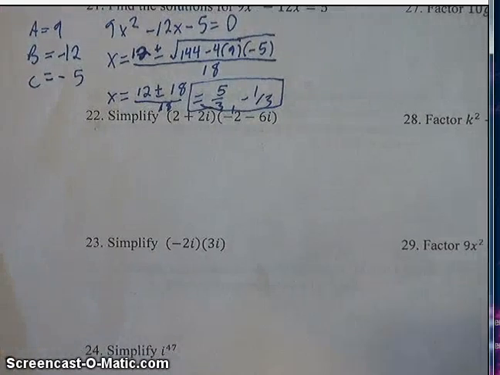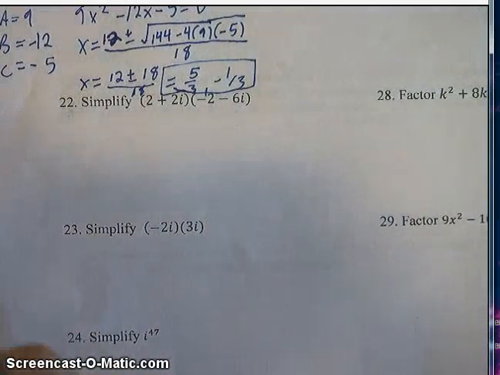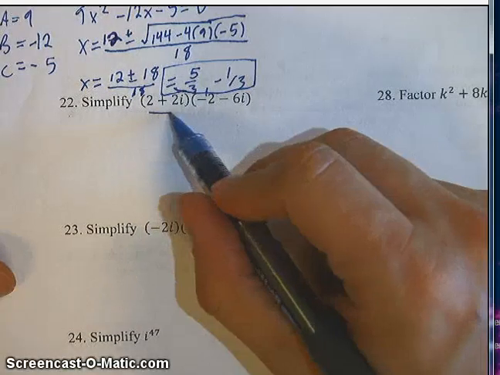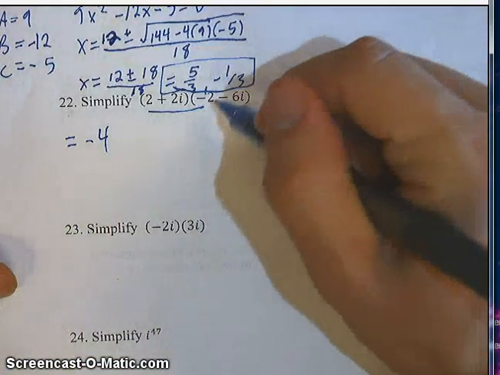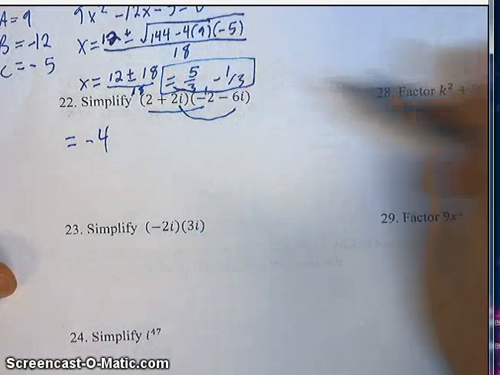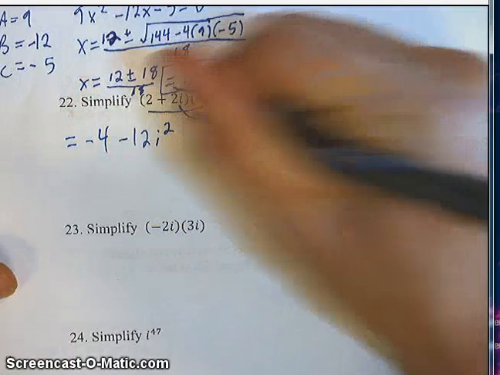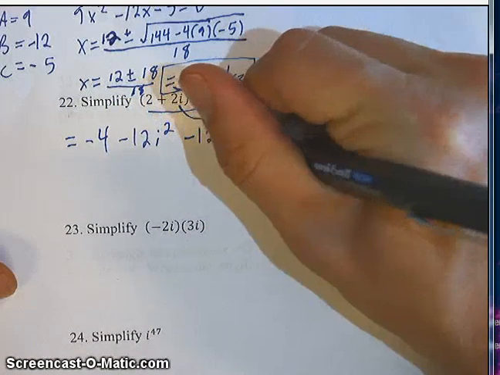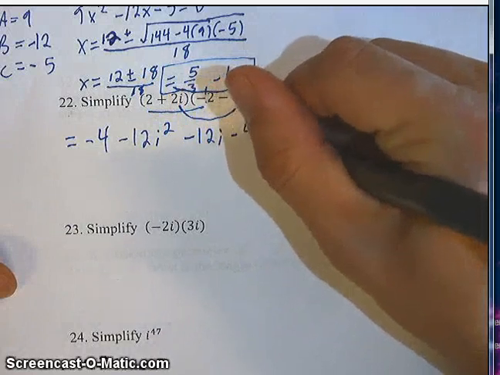Moving on to 22, simplify 2 plus 2i times negative 2 minus 6i. This is a multiplication problem, and I like to FOIL. So I'm going to do 2 times negative 2, which is negative 4, and then 2i times negative 6i, which is negative 12i squared. Then 2 times negative 6i is negative 12i, and 2i times negative 2 is negative 4i.